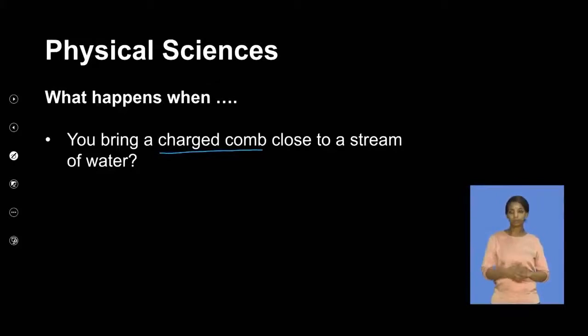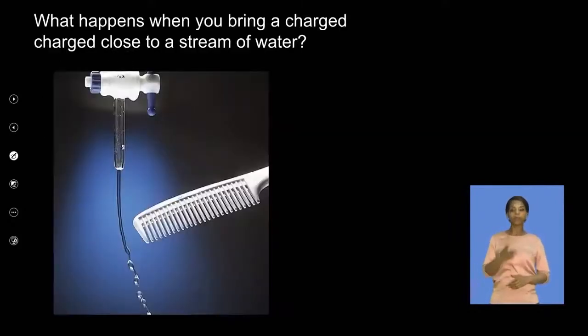So if the comb is charged, and then we bring it closer to a stream of water, this is the demonstration that I'm talking about. You'd have observed this maybe at home. You'd realize that the stream of water bends. Now, what does that say to us is that there is a force that exists between the comb and the water. Water, in its very nature, is polar.